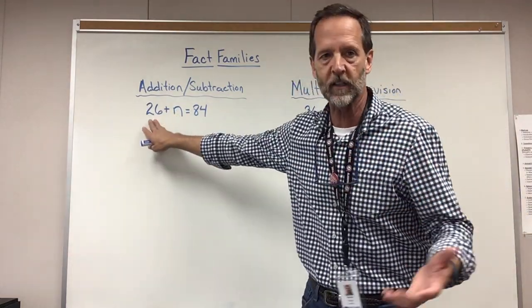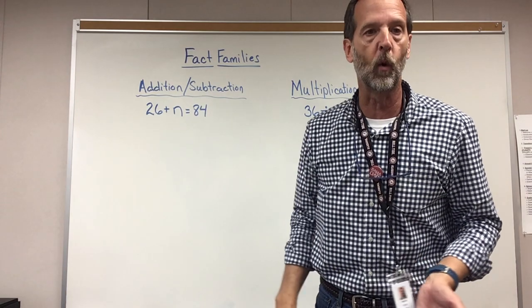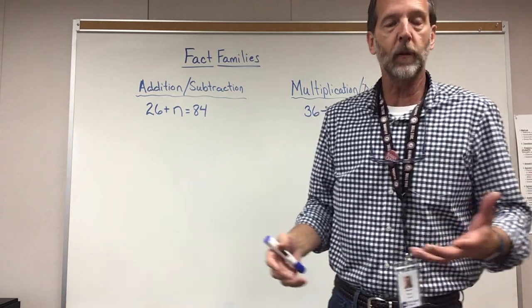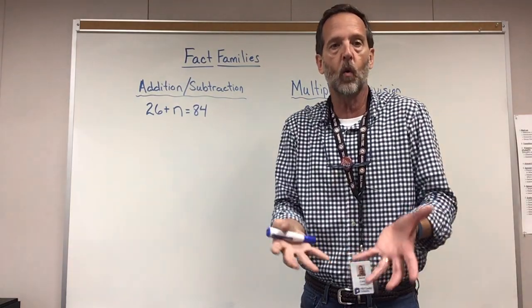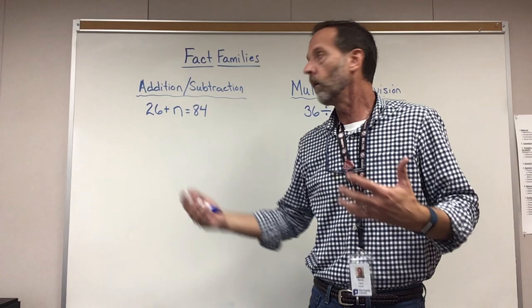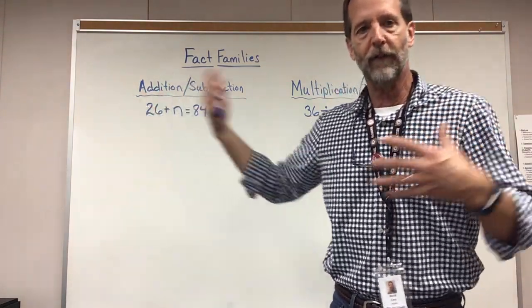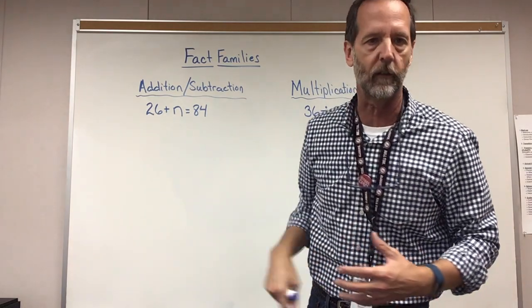So they had 26 rocks. They get some more, and now they have a total of 84. Okay, so they want us to be able to figure out, all right, what's missing? What don't we have? What is that missing number? Well, how many did they get? Well, what we've got to do is we've got to look at our fact families and see how can we arrange this so we can get the n by itself.